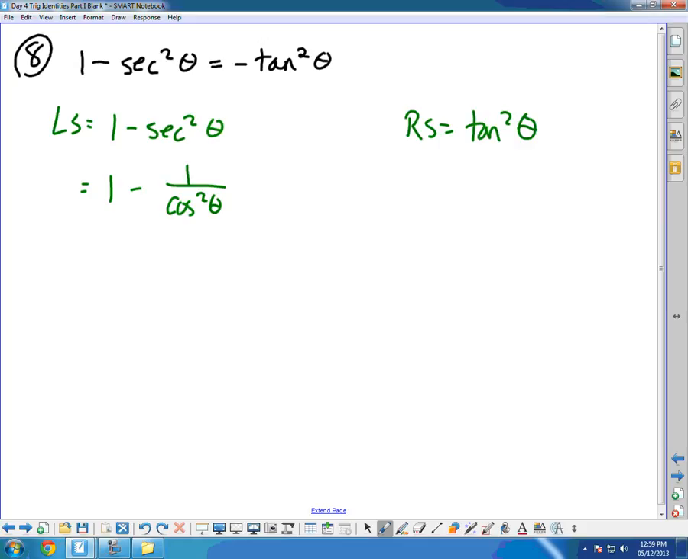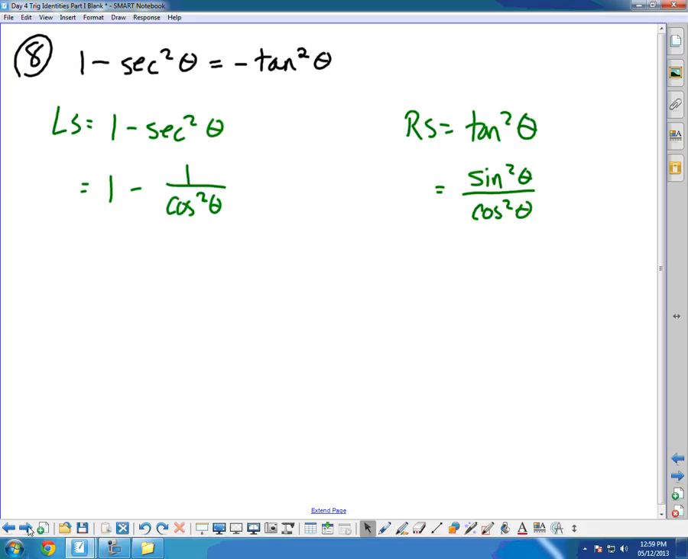Okay, if you had cos and you flipped it, you get secant. So if you have secant and you flip it, you get cos. All right, well, this is good, but it doesn't really look like the right-hand side. Right-hand side has got a tan in it. Well, remember our strategy for tans is to change it to cosines and sines. So tan squared is sine squared over cos squared. So at least it's starting to look familiar.